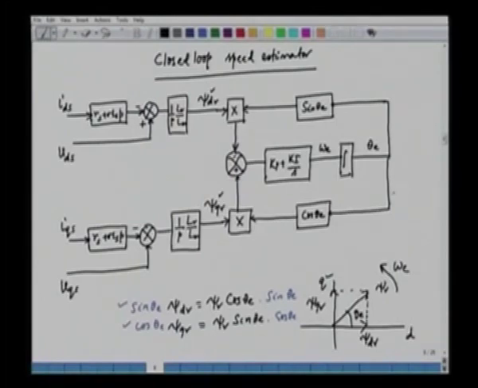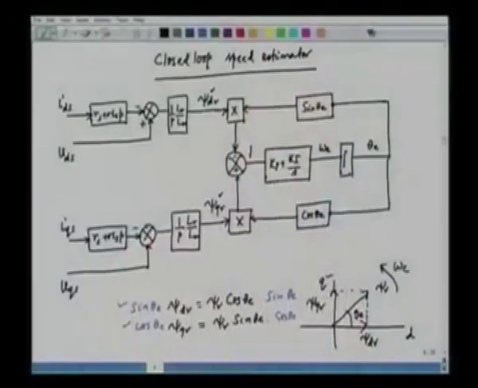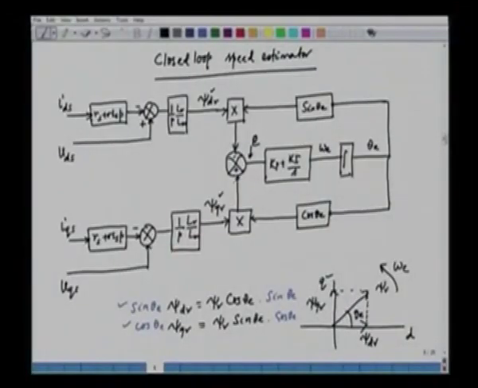So here we have an error correction mechanism. If the estimate is correct, we will have a 0 value here. This will be 0, and if the estimate is not correct, this PI controller will give me a finite output, and I will automatically have a correction mechanism inbuilt here. So we were discussing the closed loop speed estimator for an induction motor, and we have an error here. The error is in this case E, which is the subtraction of psi qr cos theta e and psi dr sin theta e, and both are the same. We have already seen that these two quantities are exactly the same.